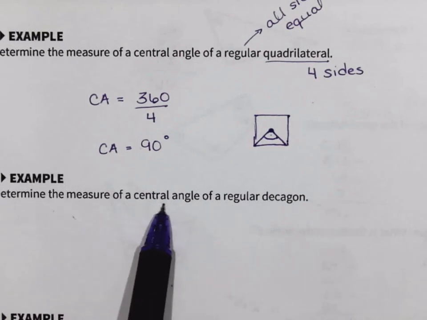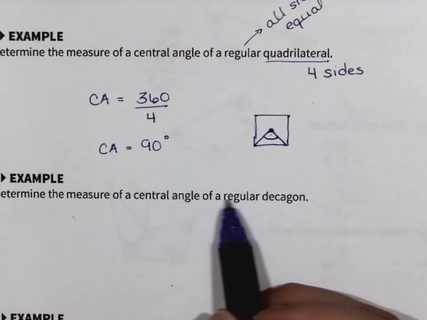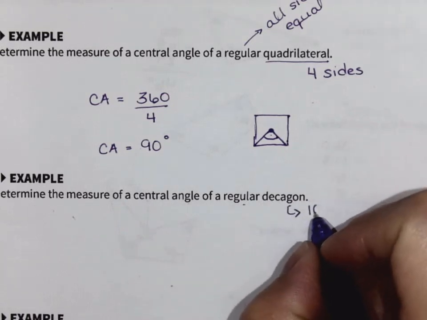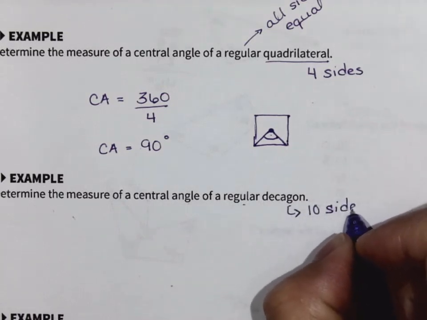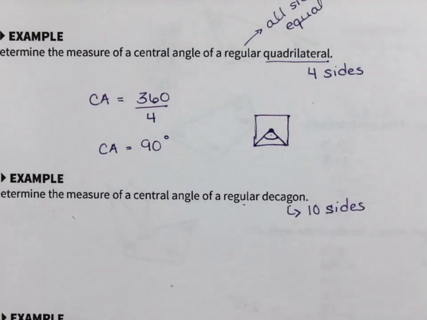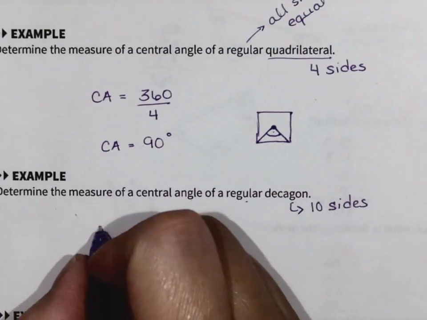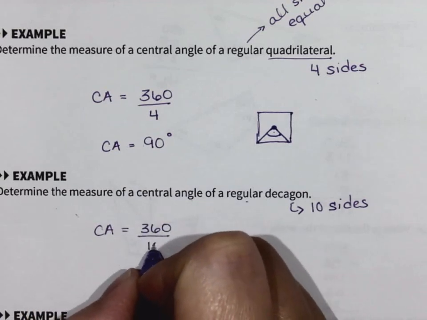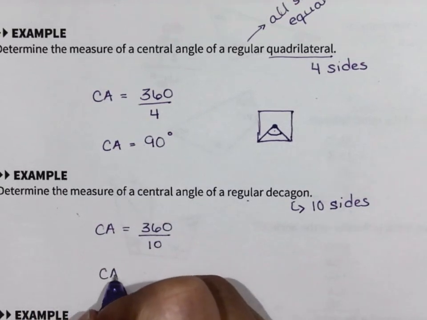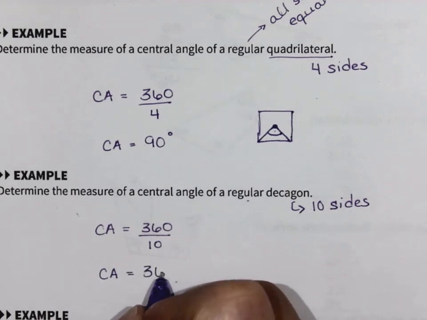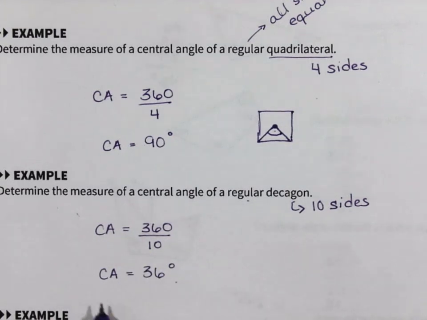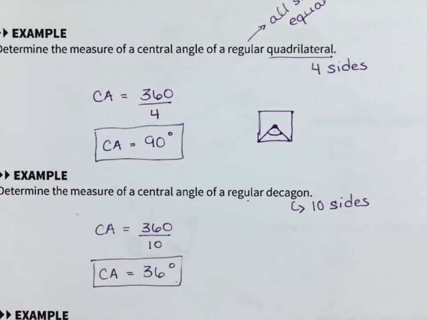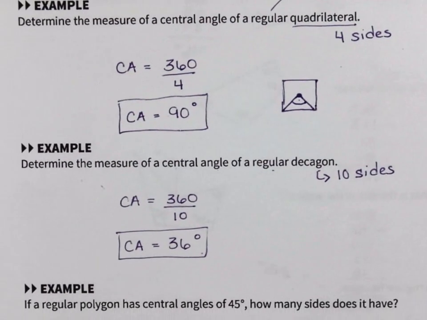Determine the measure of the central angle of a regular decagon. So decagon has 10 sides. Regular means they're all the same. So the central angle is equal to 360 divided by 10. So the central angle is 36 degrees. And I'm not going to draw you a decagon because it would be sad. And it definitely wouldn't be regular. It wouldn't have all sides the same.